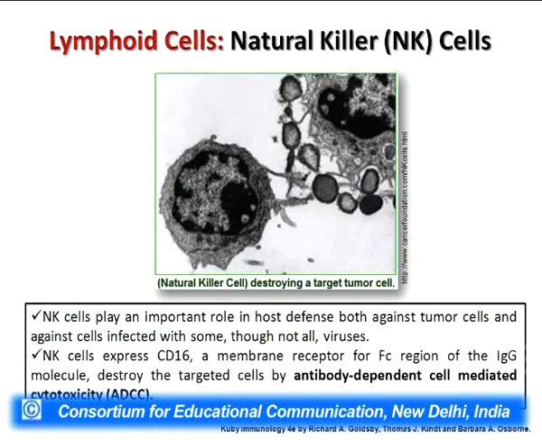The cell on the left-hand side is the natural killer cell, which can be seen interacting with the tumor cells. These natural killer cells express a membrane-bound receptor called the CD16 receptor, which plays a very important role in targeting tumor cells or virus-infected cells. They kill or clear these cells by a process called antibody-dependent cell-mediated cytotoxicity.